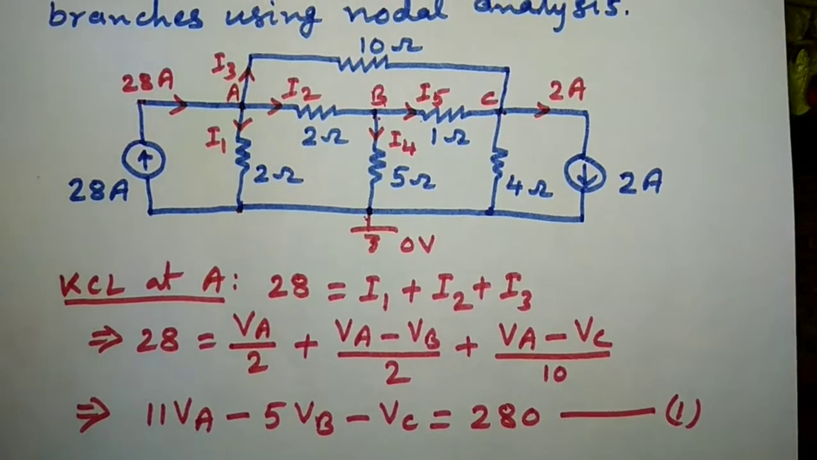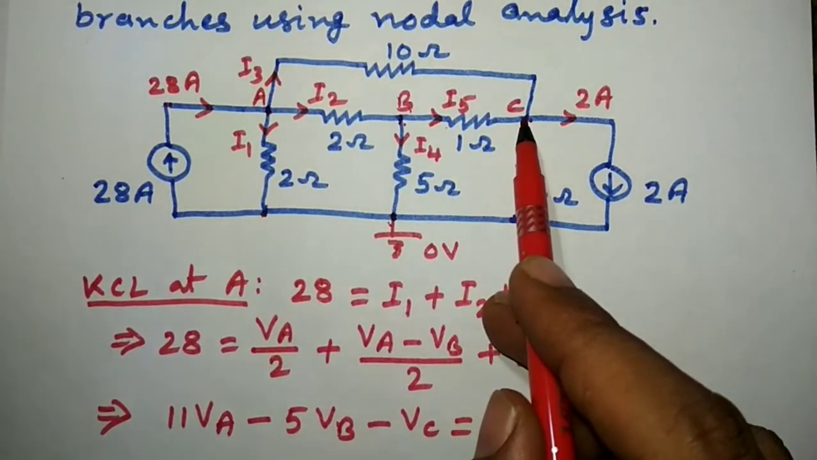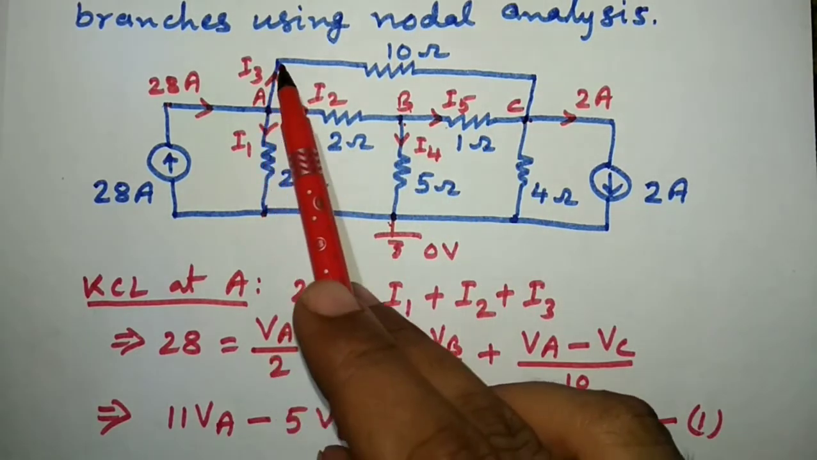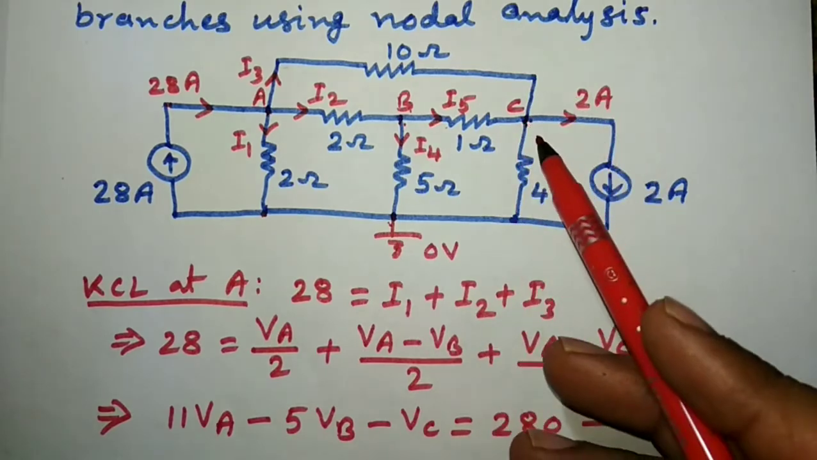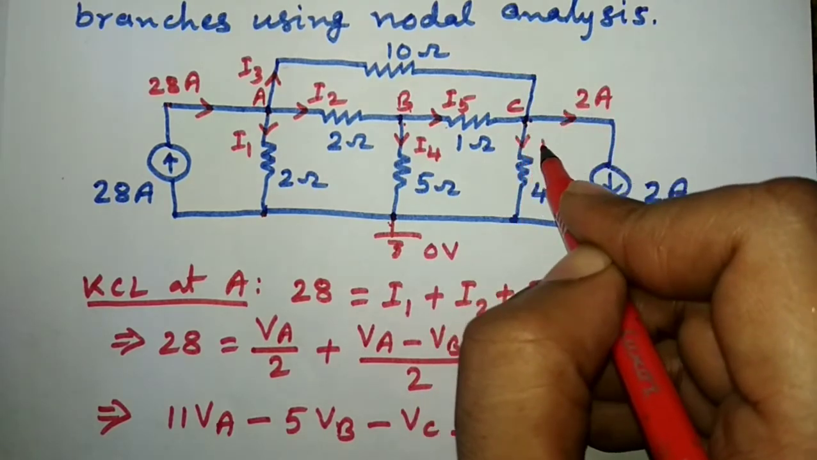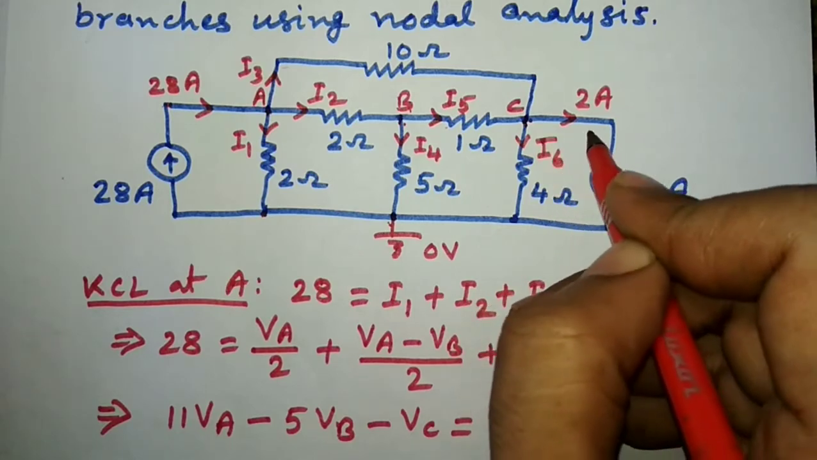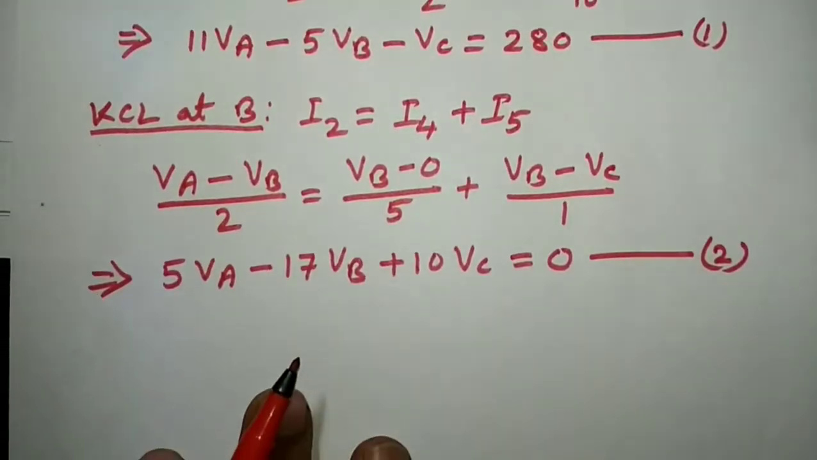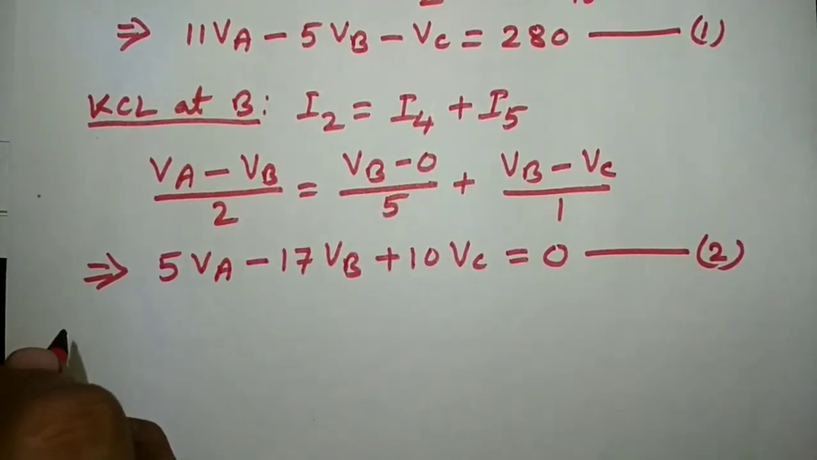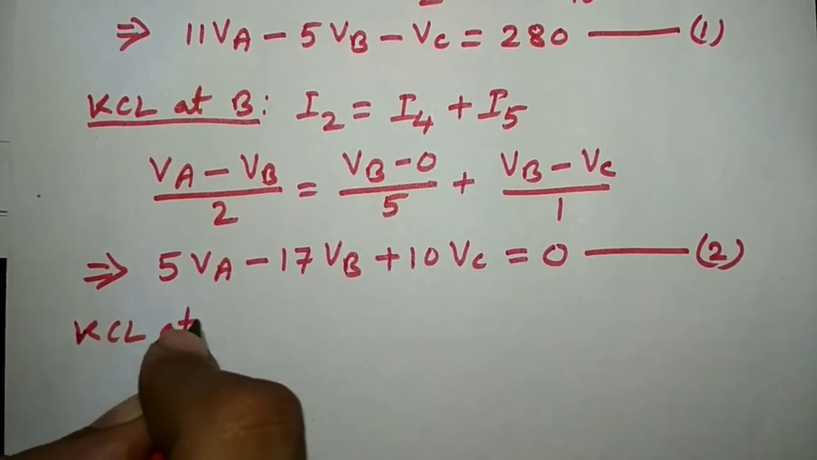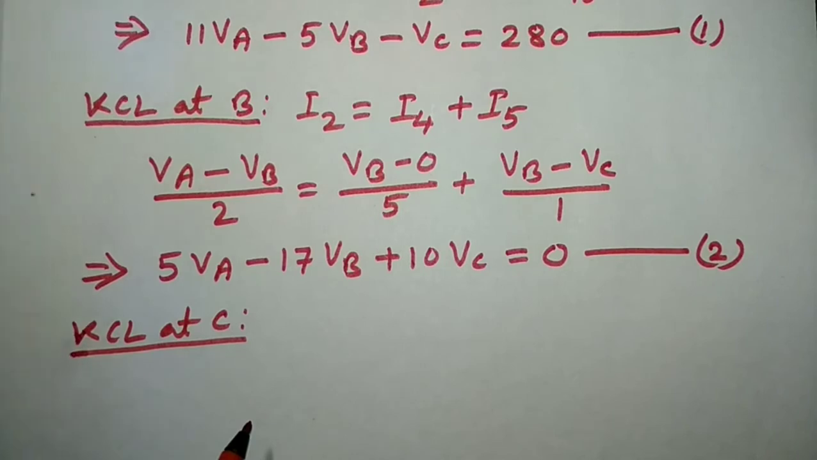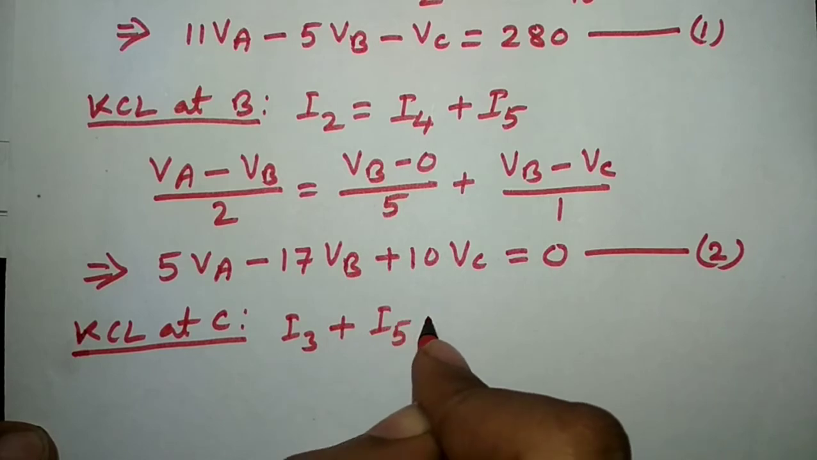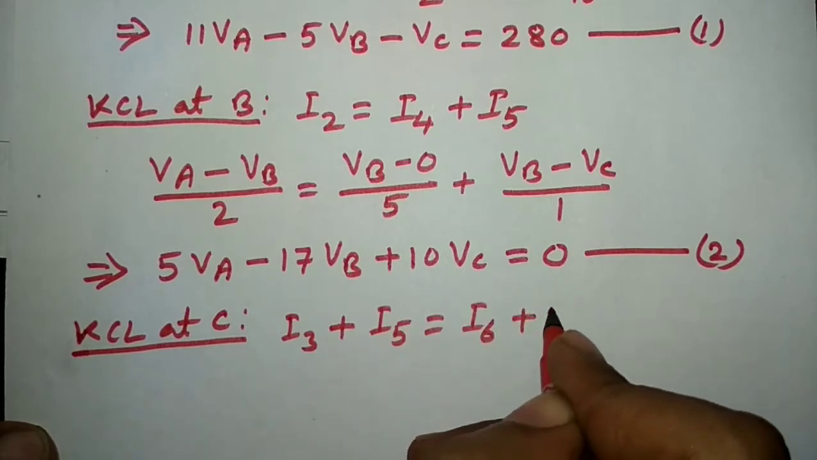Finally, we will apply the KCL at junction C. In this junction, I5 is the incoming current. I3 is also the incoming current. Here I6 is the outgoing current, and 2 ampere is also the outgoing current. So if we apply the KCL at junction C, it will be I3 plus I5 equal to I6 plus 2.